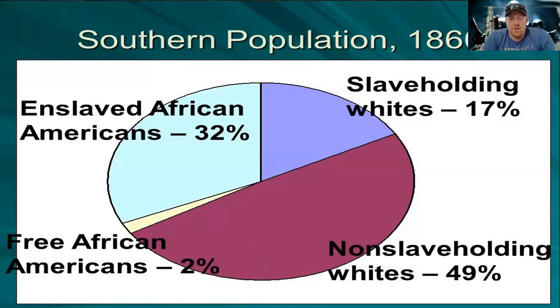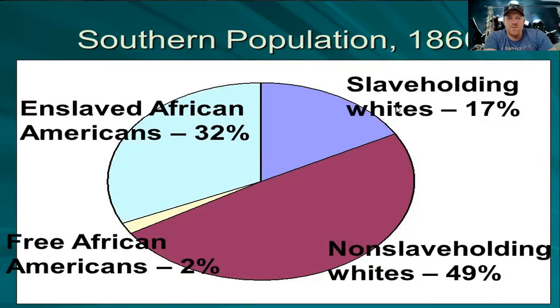17% of the Southern population owned slaves. So that's 17% of all people in the South, white or black, okay? 49%, so almost half of the population, are non-slaveholding whites. Only 2% of the population are free African Americans, and then the remaining 32% of the population are enslaved African Americans. Okay, so that really paints the picture.